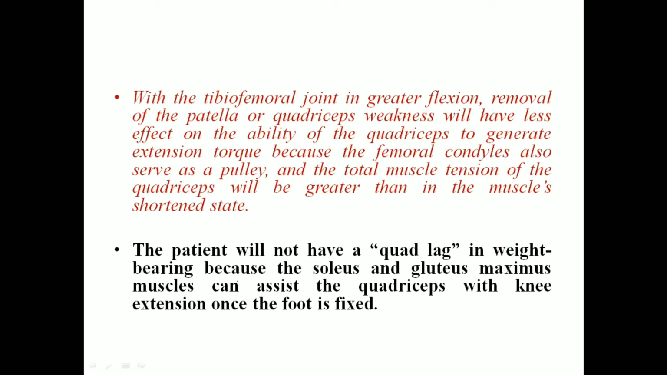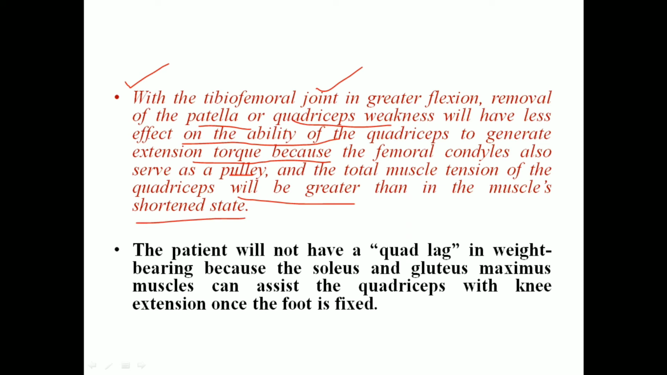Now what is going to happen in weight bearing position if the condition is still the same, means the patella is not present or quadriceps is weak. So as we know, during our weight bearing position, assume that the tibiofemoral joint is going for flexion. It is in flexion position, and the removal of the patella or quadriceps weakness will have less effect on the ability of the quadriceps to generate the extension torque, because the femoral condyle also serves as a pulley and the total muscle tension of the quadriceps will be greater than in muscle shortened state.